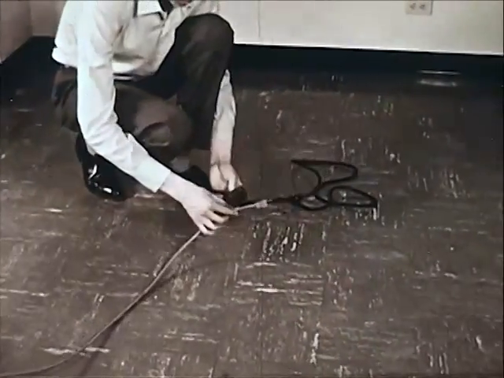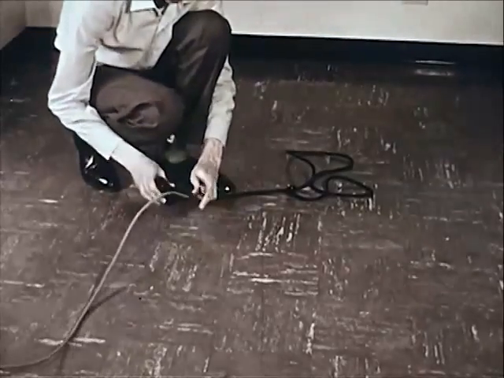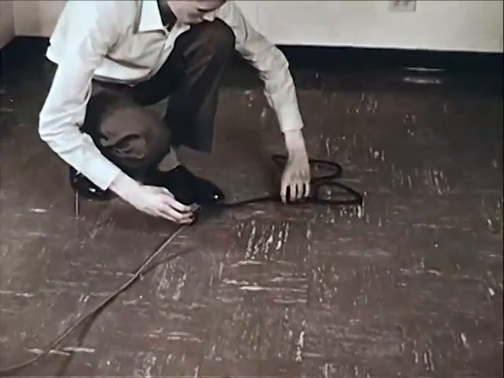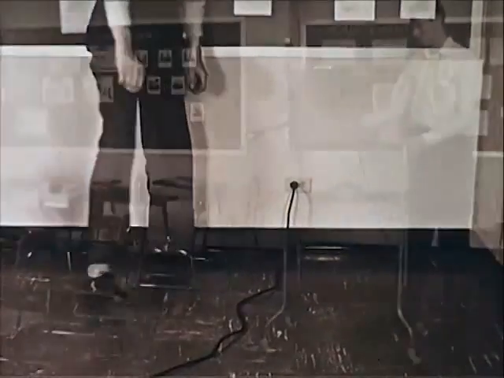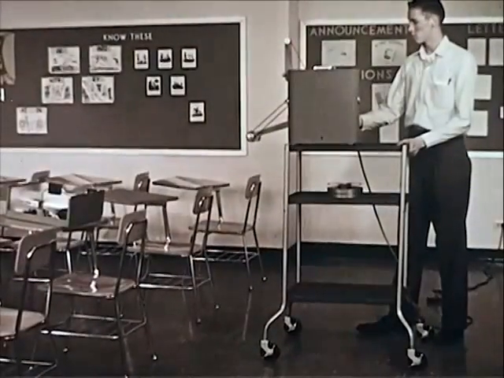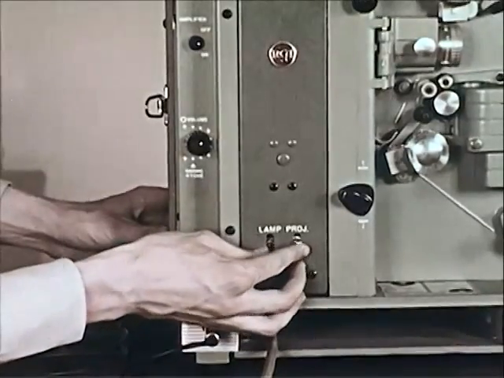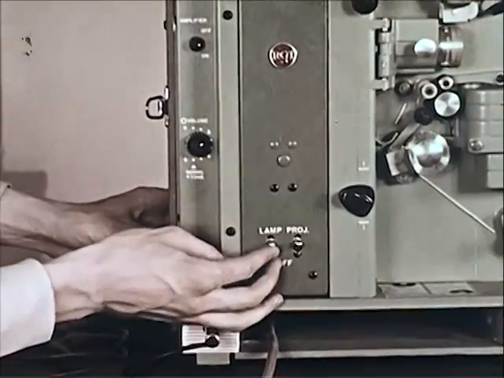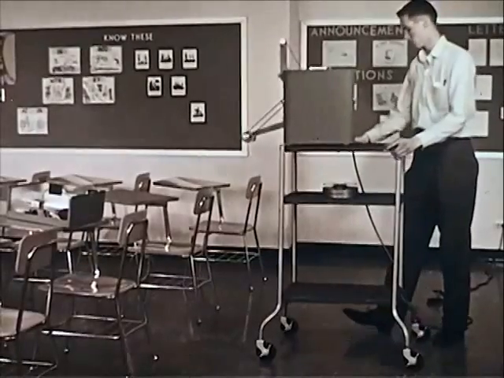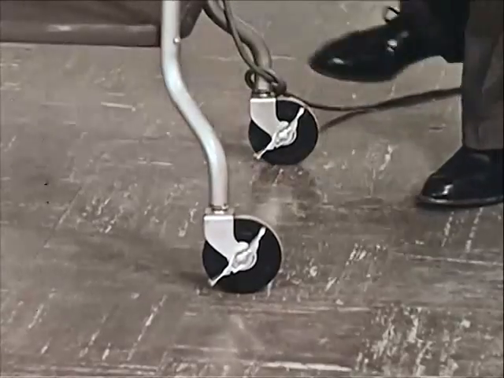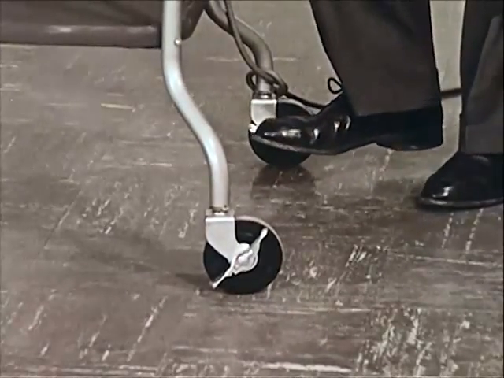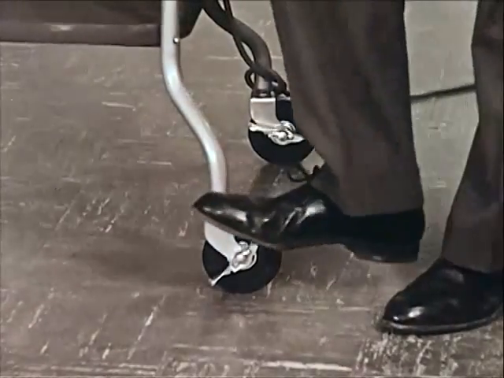If an extension cord is used, it should be secured by a knot. If the sound fails to operate, it may be because the plug is reversed in the outlet. The projector is ready for a trial run. The motor is turned on, then the lamp. If the image is too large for the screen, the projector must be moved closer. And of course, the reverse is also true.